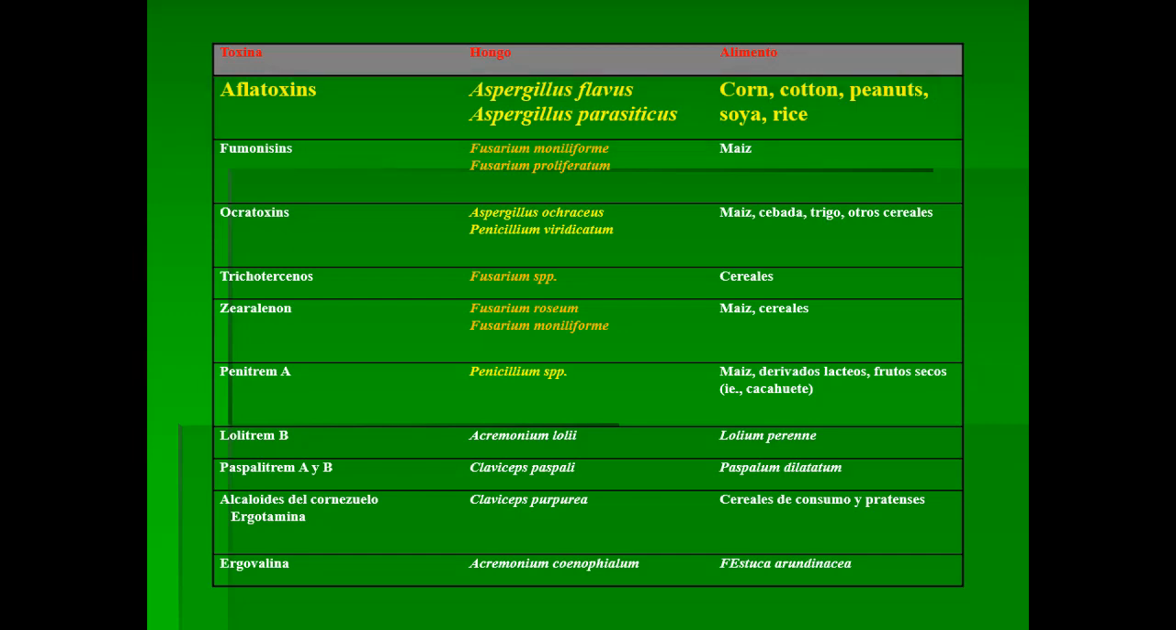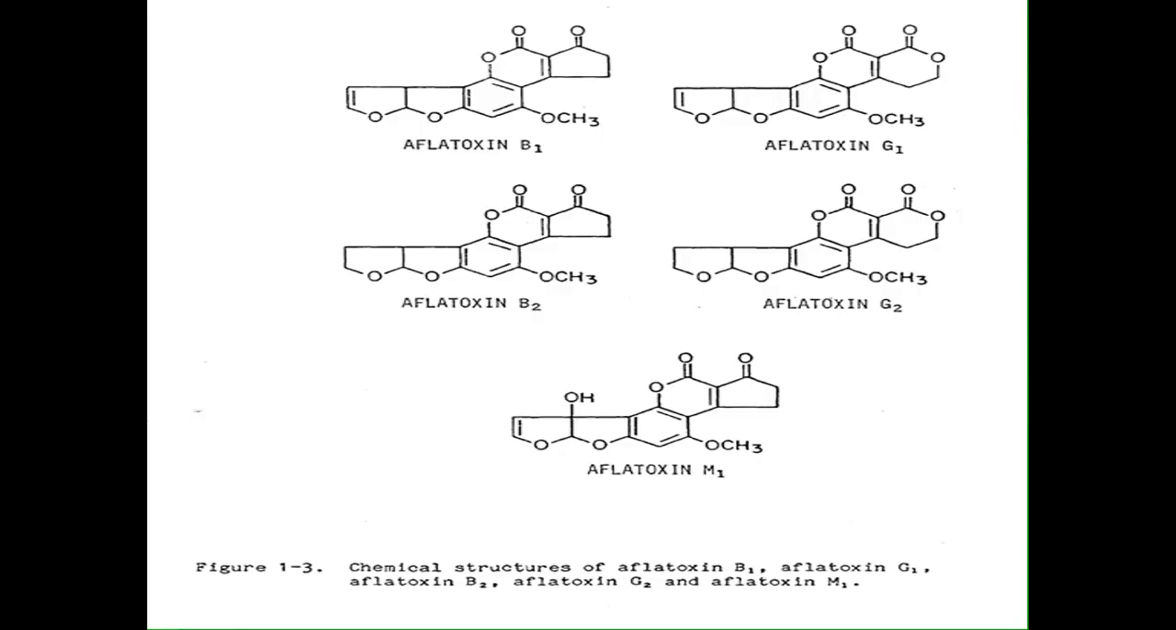Now, if we look at their structures, these are polycyclic furan compounds that possess an intense blue or green fluorescence under UV light. There are four major aflatoxins. If they fluoresce blue, they are B1 or B2, and if it is green, they are either G1 or G2. Aflatoxin M1 is the one found in animal products like milk.